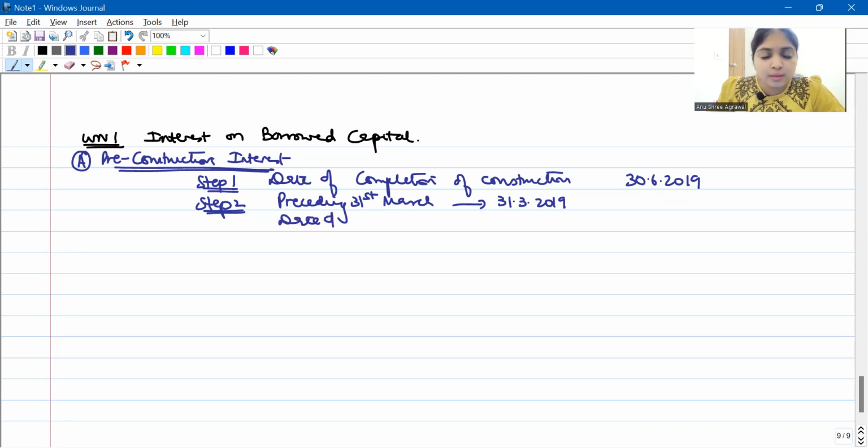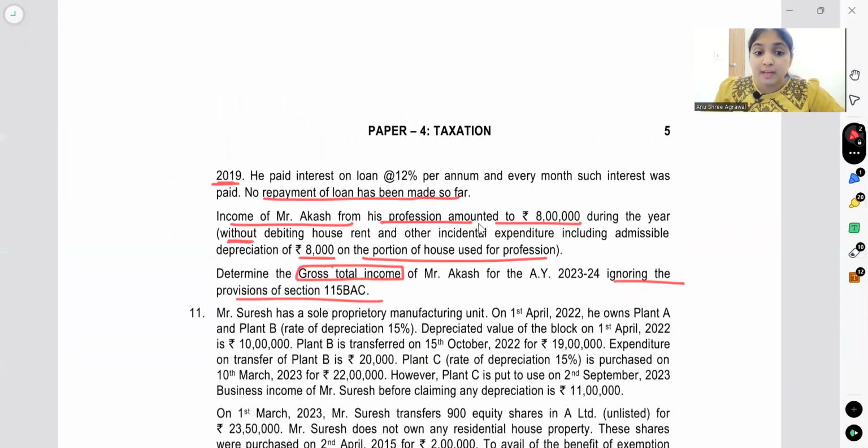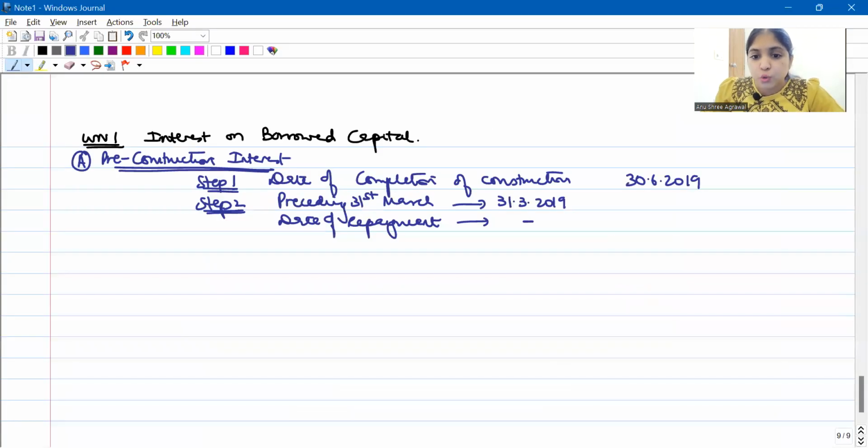Compare this with the date of repayment. Do we have date of repayment of loan? Does the question talk about repayment? No. In fact, question says no repayment has been made. So do we have a date of repayment? No. Otherwise, generally what we do is we take the preceding 31st March, compare it with the date of repayment. Out of these two dates, you pick whichever is the earlier date. So which is earlier? Earlier over here would be 31st March 2019 only. Okay, so first step, date of completion of construction. Second step, preceding 31st March or date of repayment of loan, whichever is earlier.